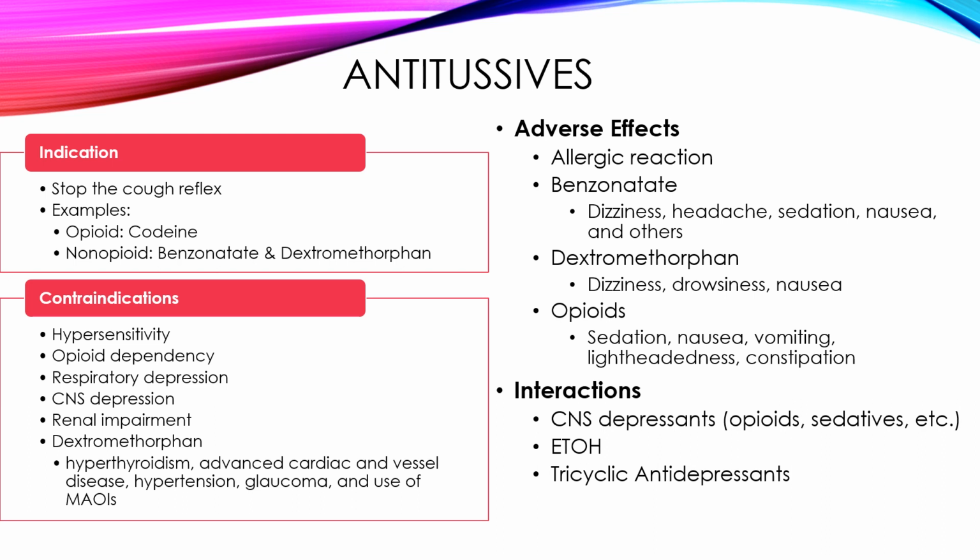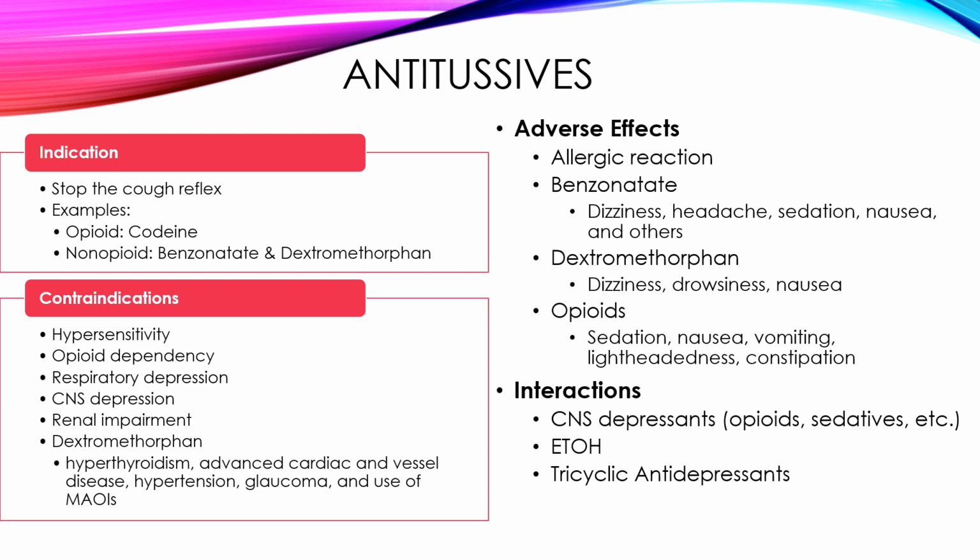So all of this kind of looks alike, so it's easy to remember if you just break it down and say, if I see an opioid used for antitussives, I already know what the adverse effects are. If I see a non-opioid, which are the only two that we're focusing on, benzonatate or dextromethorphan, I'm going to remember things like dizziness and drowsiness. And then benzonatate has headache. Okay? Just to break it down, make it a little easier.